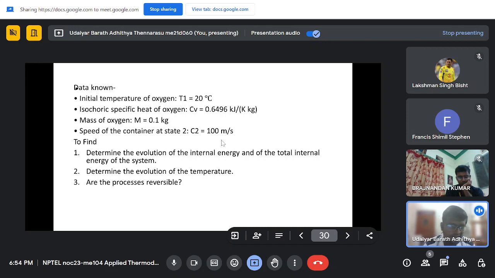This internal energy is the internal energy of the oxygen. The total energy is the combined whole system, oxygen and the other parts. So what will that be in the first case? Second, you need to find the temperature, how the temperature is evolving. And third, is the process reversible? You need to say whether process 1 to 2 is reversible, and whether process 2 to 3 is reversible, and if so, why? So that's the question. I hope the question is clear.